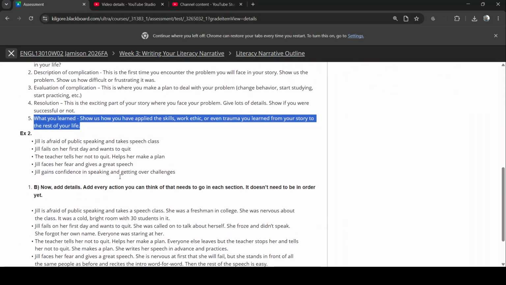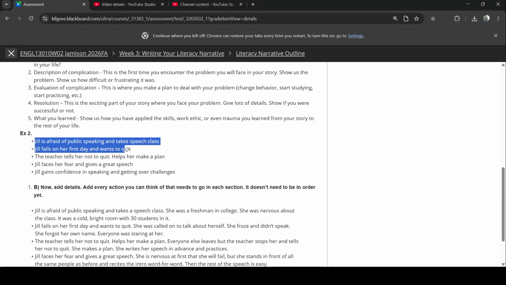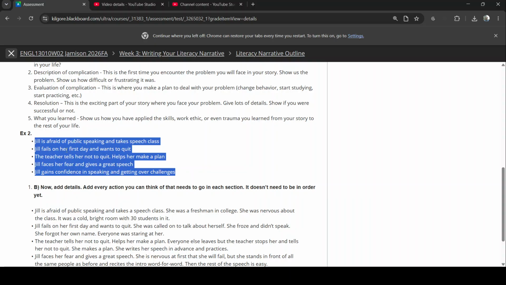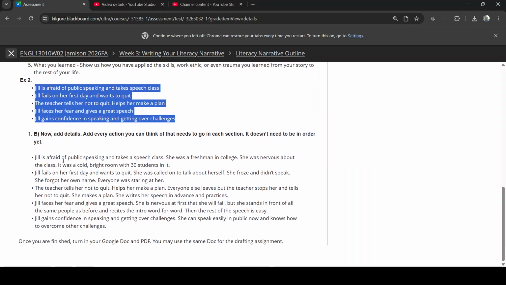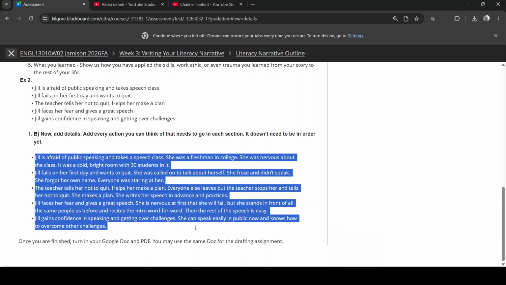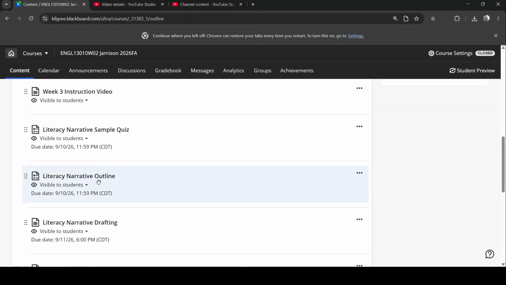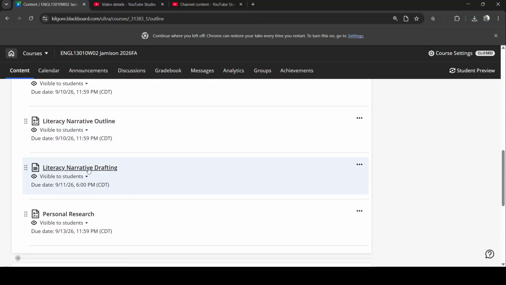Whatever. So first off, you'll start with a very brief outline like the one that I have here. And then you'll go in and you will add as many details as you can think of to that outline to flesh it out as much as you can. The more details you think of, the easier time you'll have writing your actual paper. Once you have this outline complete, then you will move on to your drafting portion.